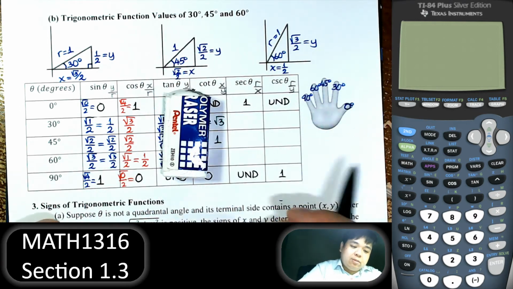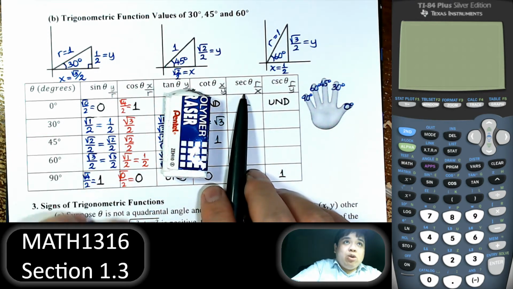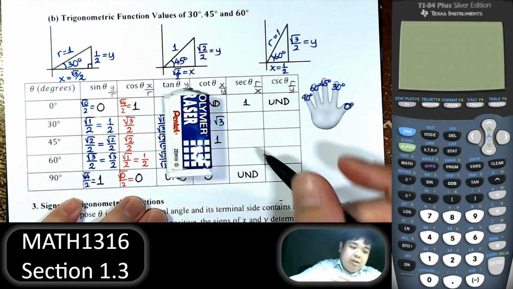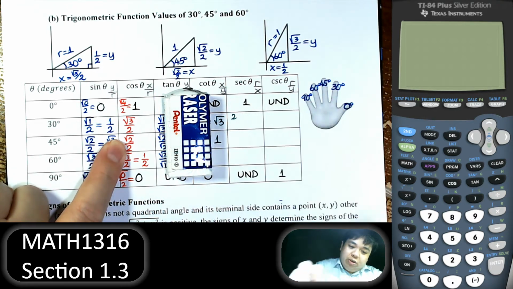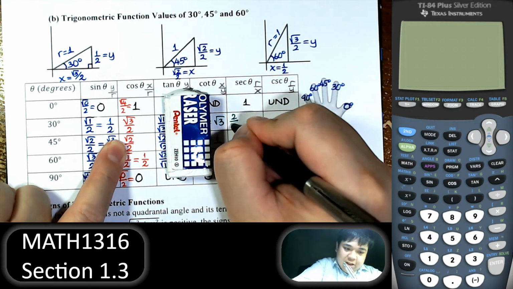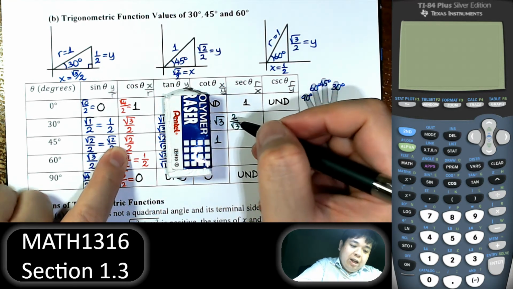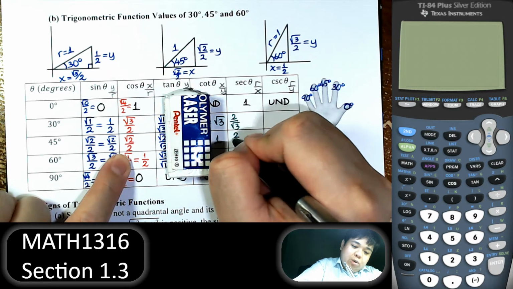Next, cosine and secant are reciprocals of each other. So I'm just going to flip: square root of 3 over 2 becomes 2 over square root of 3. Square root of 2 over 2 becomes 2 over square root of 2.